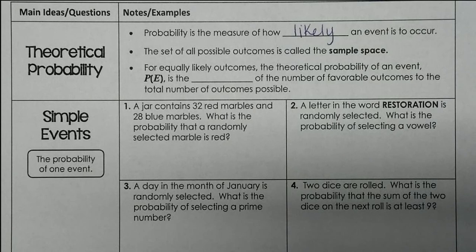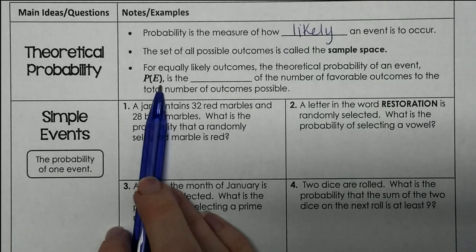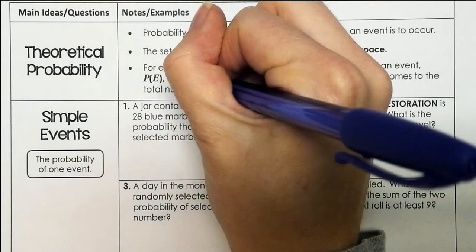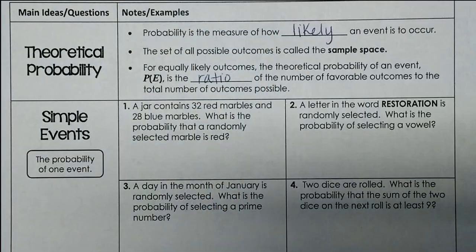So for equally likely outcomes, the theoretical probability of the event, they call it P of E, is the ratio of the number of favorable outcomes to the total number of outcomes possible. We've talked about ratios before, so we're going to see these as fractions. Remember that fractions can be reduced, so if you have something that can be reduced, you need to reduce it. Remember that you can reduce by hitting math, enter on your calculator. So just keep that in mind.